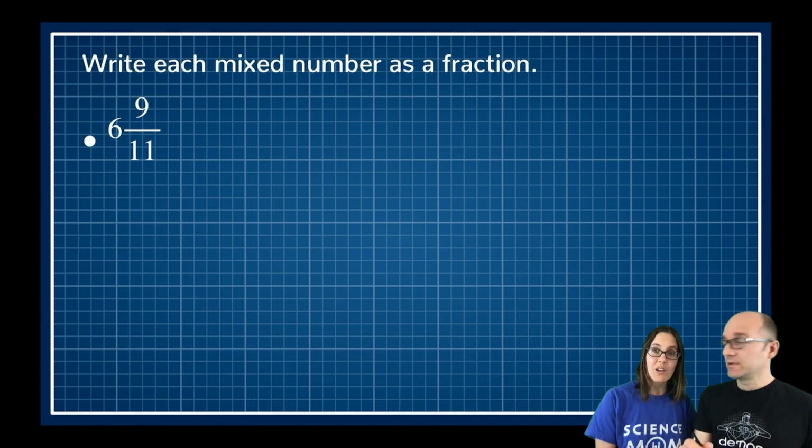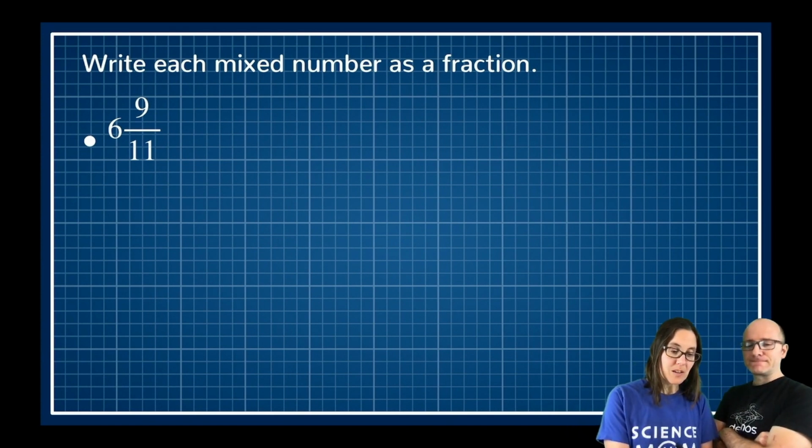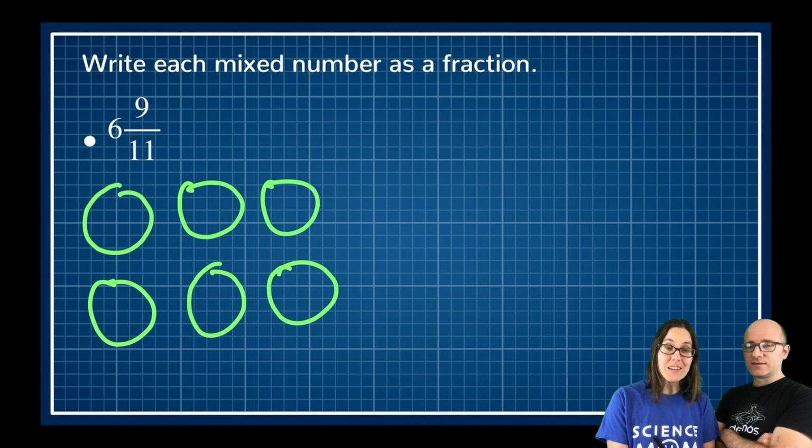Are you ready, Science Mom? I'm ready. Is it my turn? You're in. Okay. So if I have 6 pizzas and they're each cut into 11 slices, oh boy. Yeah, I don't know if you want to go with the pizza route, Science Mom. Yeah, that's going to be a mess.